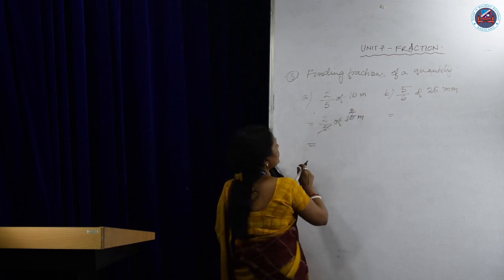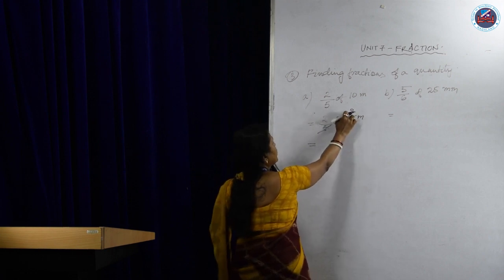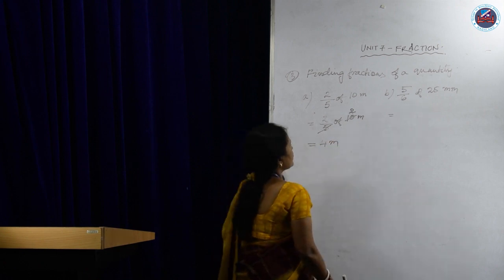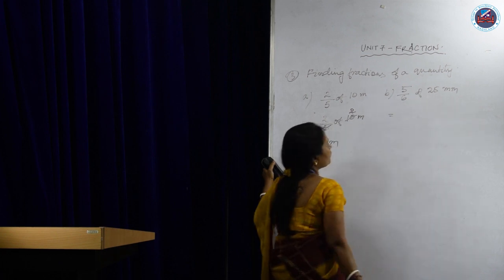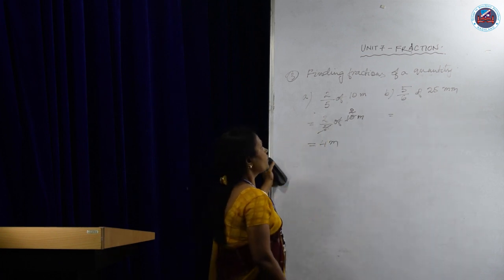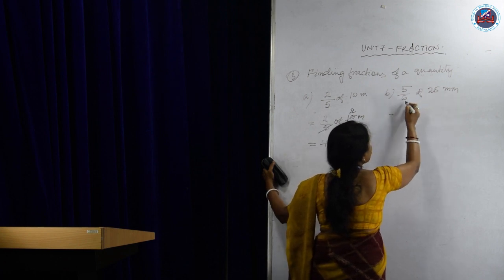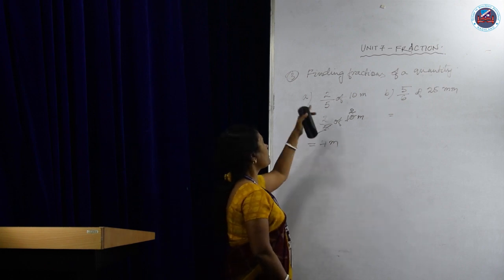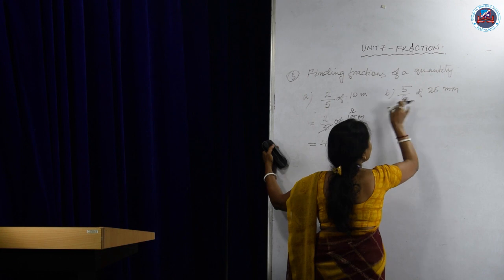So what is your answer then? You have to multiply your numerator and the answer here. So 2 2s are 4 meter. And the second sum I have taken down is 5 by 6 of 25 millimeter. So here also when you divide 25 millimeter by 6, it is not possible at all. We cannot follow the method of number A here. We cannot divide the quantity by the denominator.